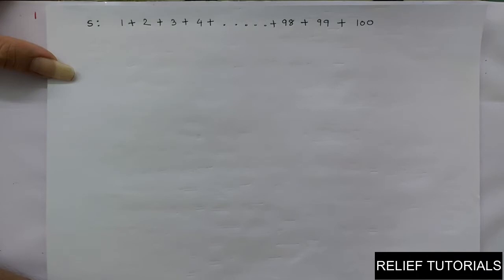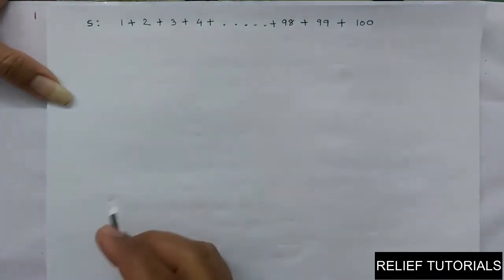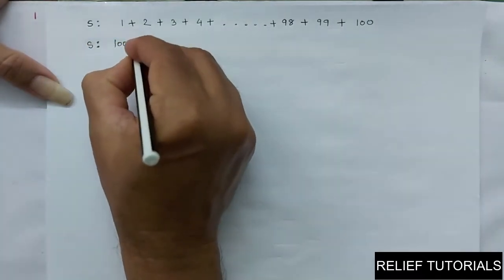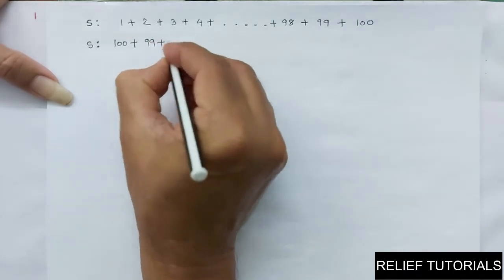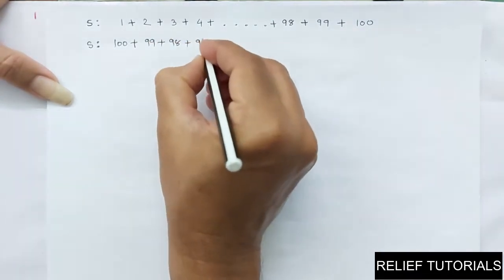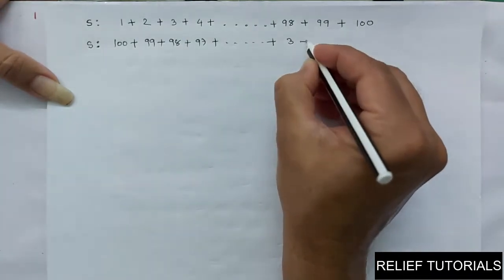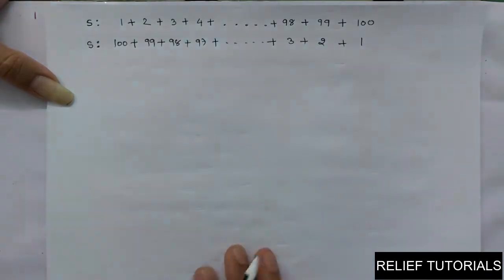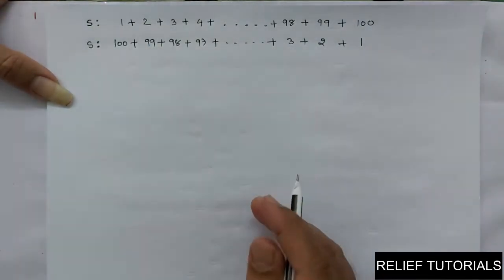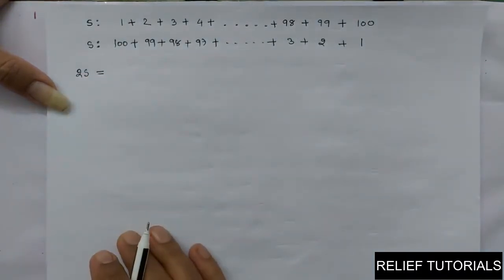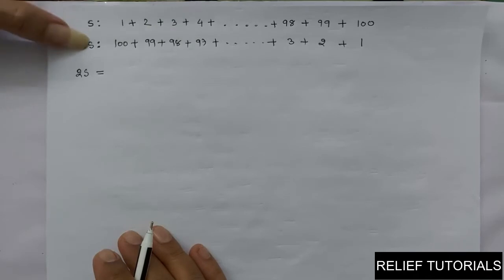Now what Gauss did, at a very tender age of 10 to 11 years, in order to add this, he played a trick. This is one series he was given. The same series he wrote in reverse order. He wrote here 100 plus 99 plus 98 plus 97 plus ... 3 plus 2 plus 1. Clear? Now he added these two series, that is S plus S. So we can say that is 2S.